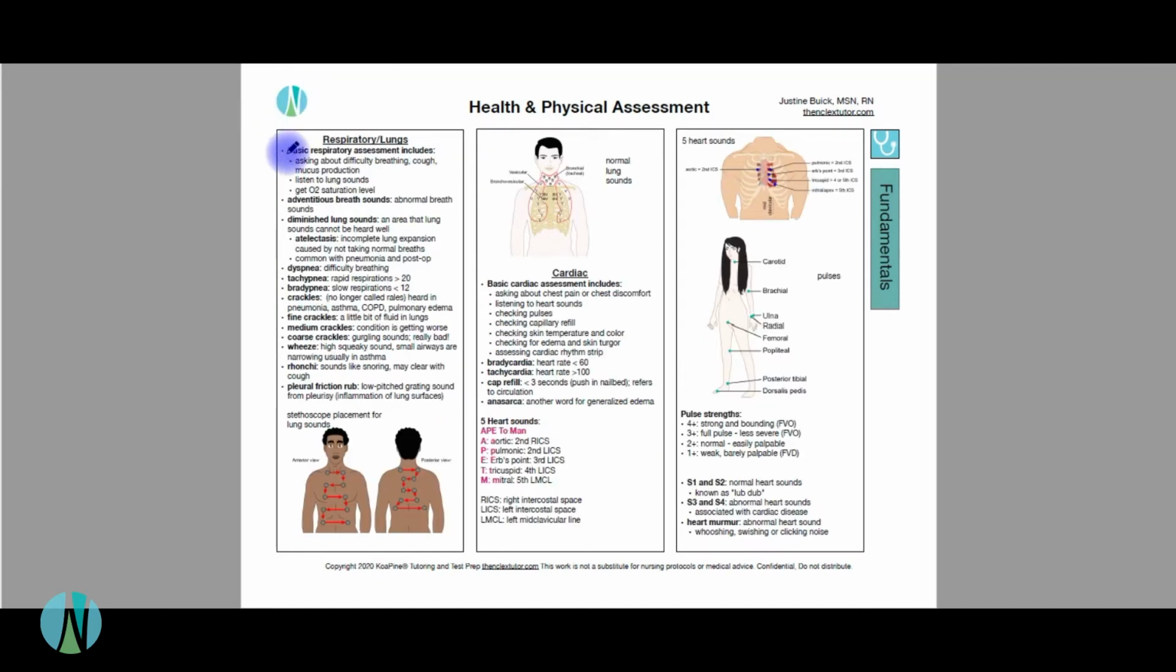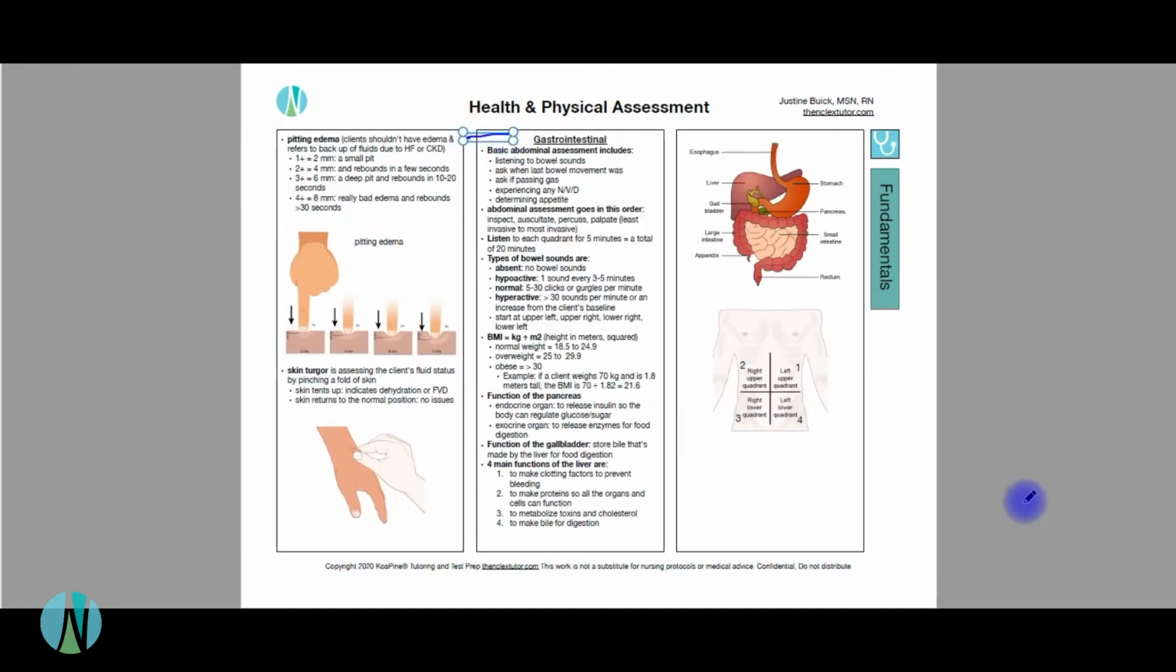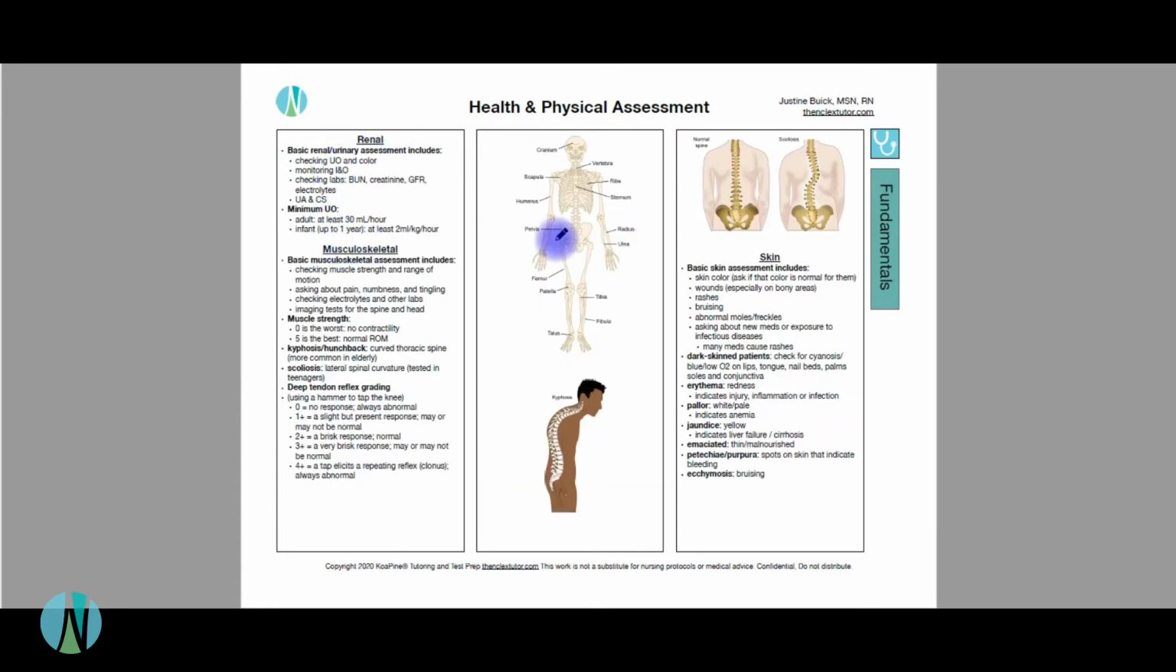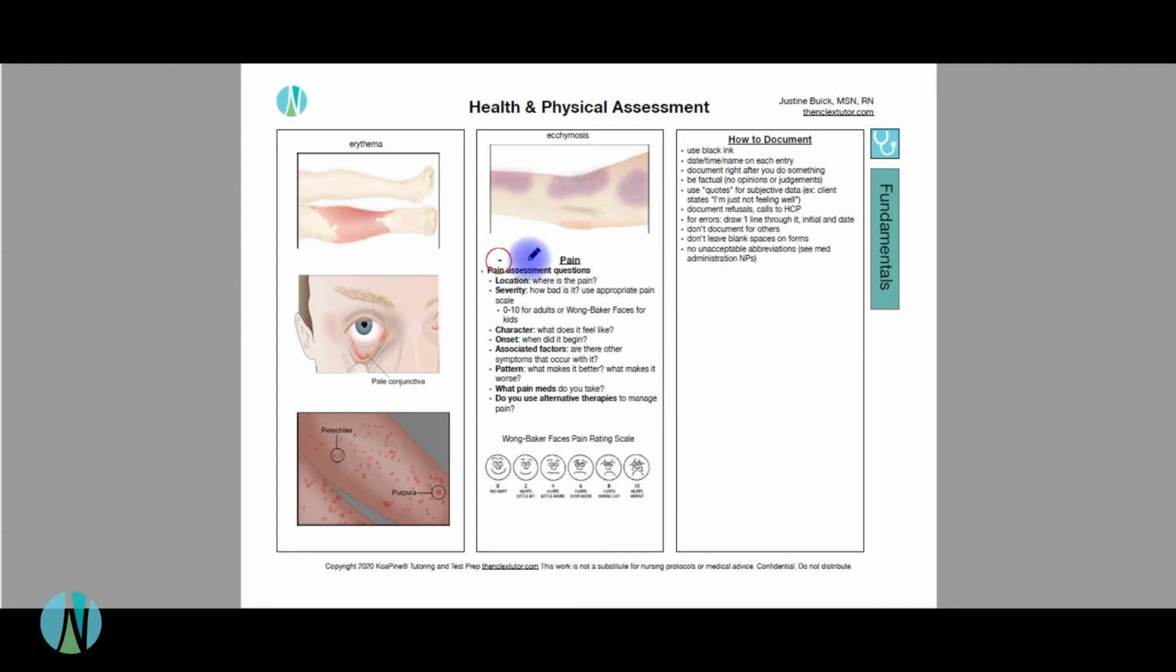With each part of this assessment Nugget page, I go through the different systems: respiratory, lungs, cardiac, GI, and once again, it has all the pictures in there. Your renal, musculoskeletal, skin, and then some things about pain and how to document. Like I said, you're not going to remember all of this content, but it gives you a nice little foundation so that when you go to do your topics in adult health, you will be much more familiar with the most important things that you need to assess for.